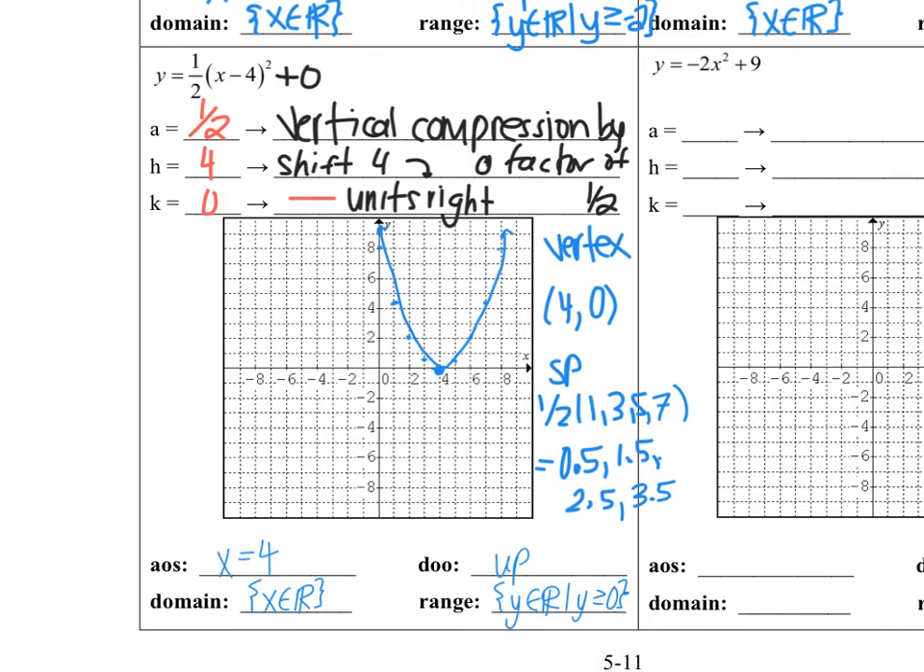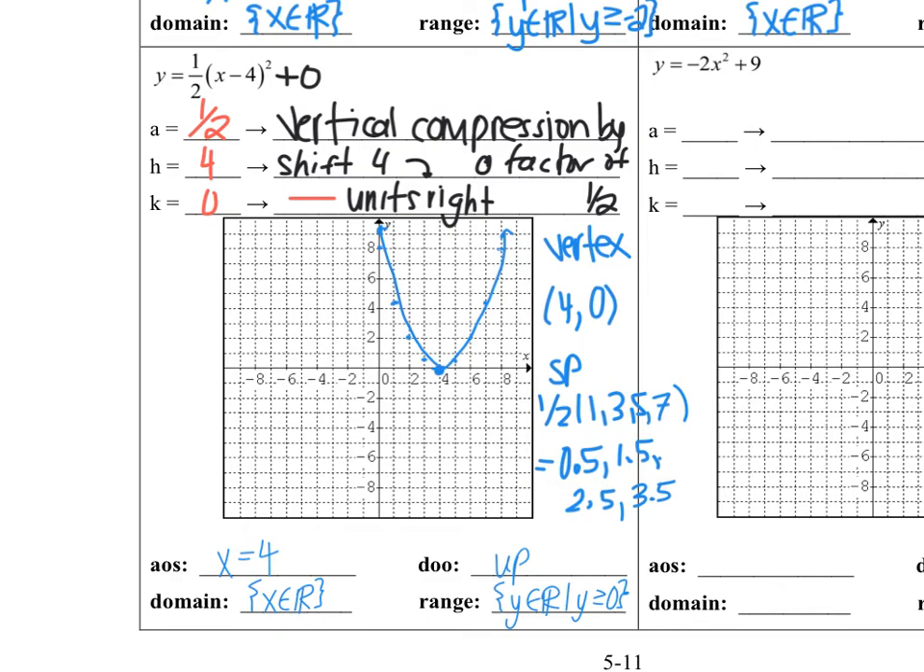The axis of symmetry was x equals 4, opens up, domain, no surprise, x is an element of real numbers. But the range had the restriction of y is greater than or equal to 0 because everything took place above the vertex, which had a y value of 0.